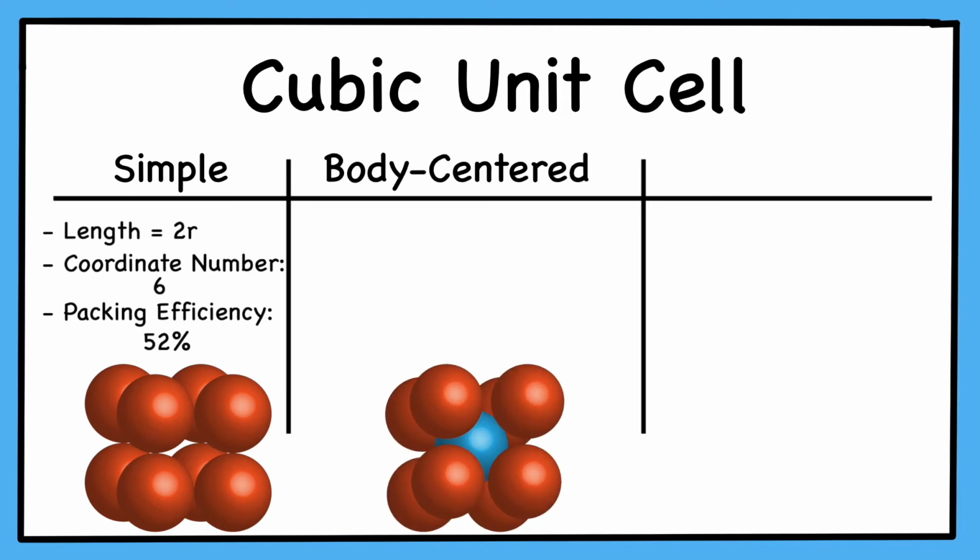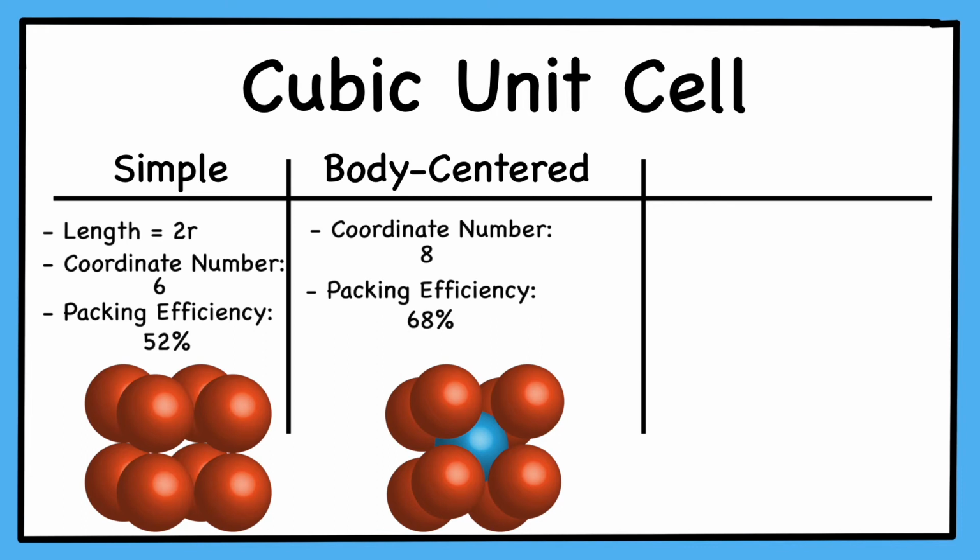This one consists of one atom in each corner of the unit cell and the same type of atom within the center of the cell. Note that the atoms along the corners within this type of cell are not touching each other. Okay, so that's going to change the length of each edge. The coordinate number for these types of cubic cells is 8. And because we have something in between all four corners, now we have a higher packing efficiency. So the packing efficiency is now 68%.